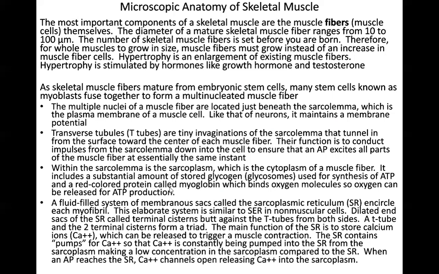There's also a red colored protein called myoglobin, which binds oxygen molecules so oxygen can be released for aerobic ATP production. Myoglobin is very similar to a more well-known chemical in our body, hemoglobin. Hemoglobin we'll talk about when we get into our blood lecture, which is the second lecture of this unit. Hemoglobin is what causes our red blood cells to look red, and therefore is what causes our blood to appear red. Myoglobin actually causes any fluid in your muscles to appear red, which includes the fluid that is found when you cook a steak to medium rare.